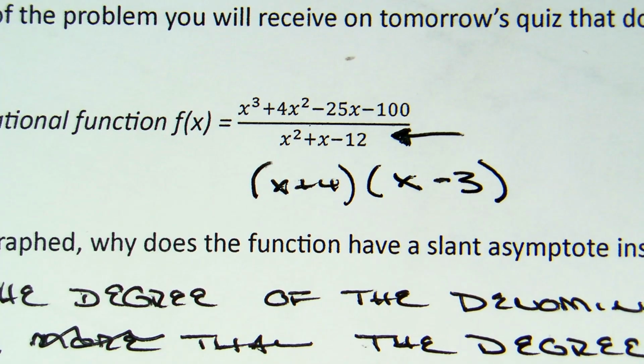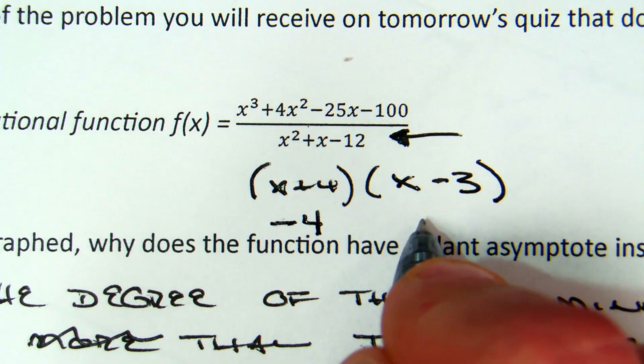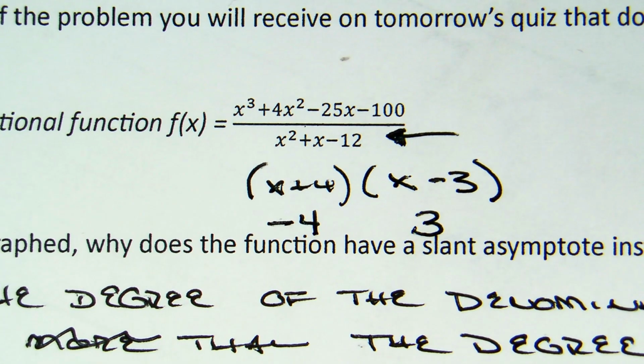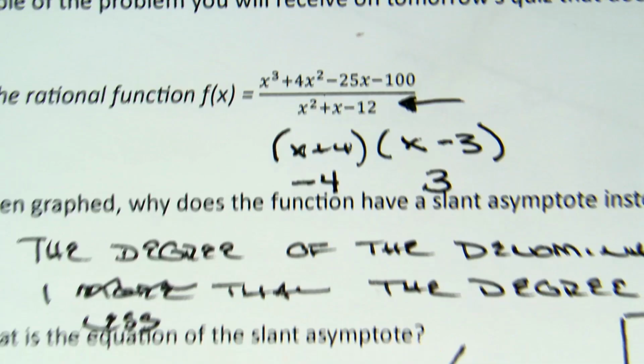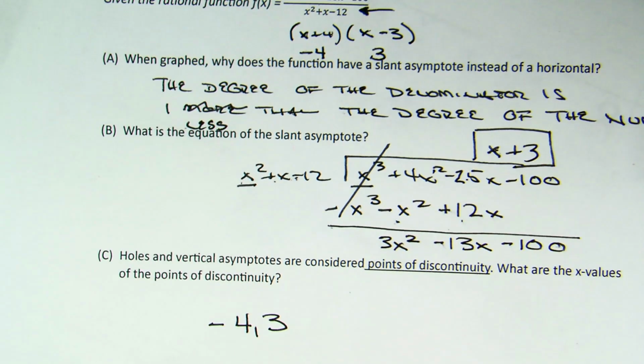What's the opposite of positive 4? Negative 4. What's the opposite of negative 3? Positive 3. So the points of discontinuity are negative 4 and positive 3. The question simply comes from setting it equal to 0 and solving.